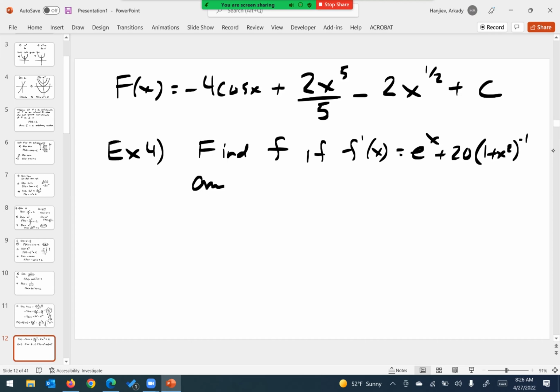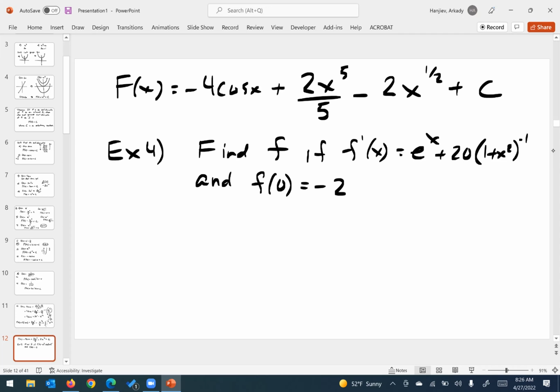And then, ooh, I have something else, something extra special for you guys. Okay, there it is. And what? We have an initial condition now. Notice it says that f of 0 is -2. So two things here.